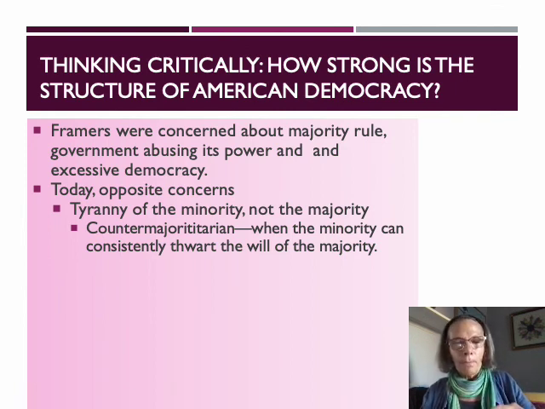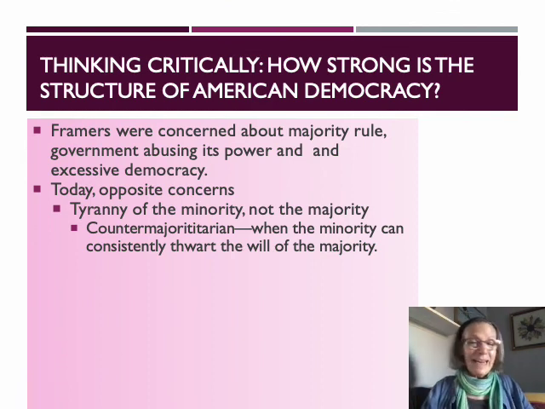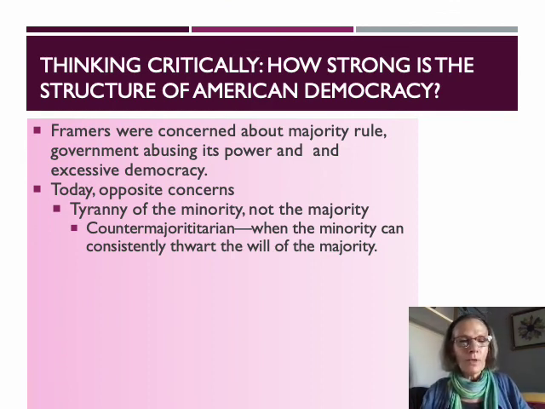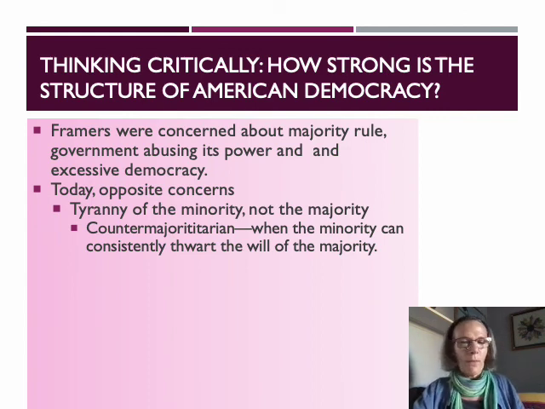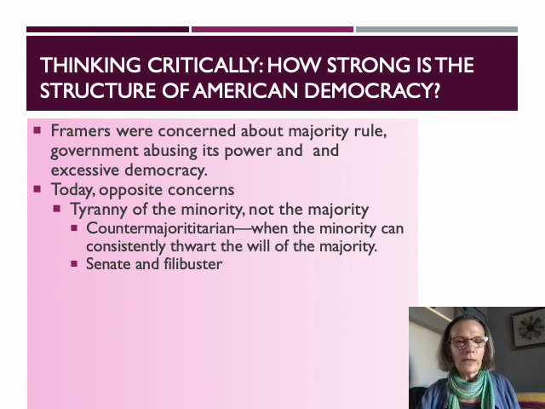And that's where the minority, that is those who are not in the 50% plus one, can consistently thwart the will of the majority. We were sort of talking about this last week, where the majority of Americans want one thing, but that doesn't seem to get expressed in legislation. And why might that be? Well, in part it has to do with something that doesn't even have to do with the Constitution, but it's the filibuster that's used in the Senate.